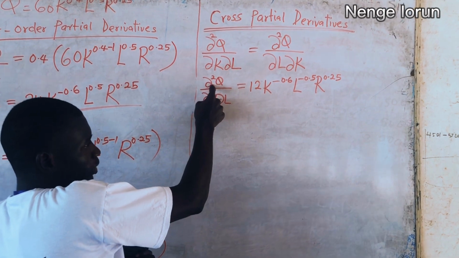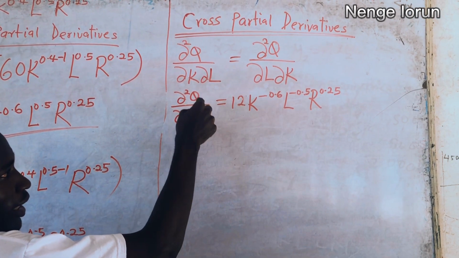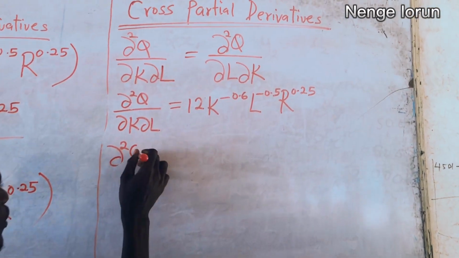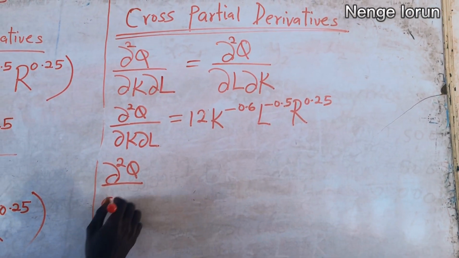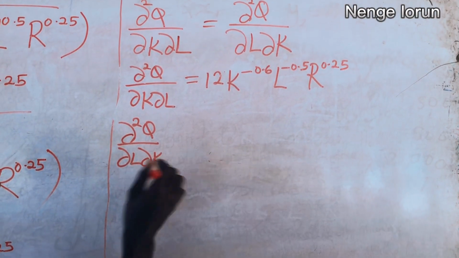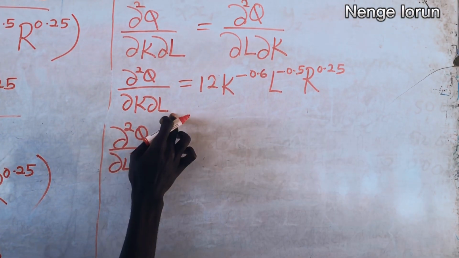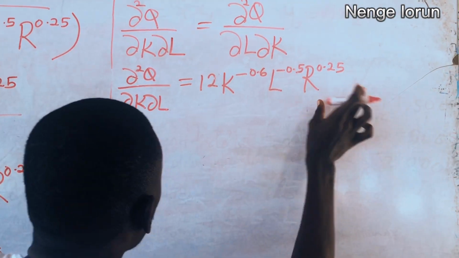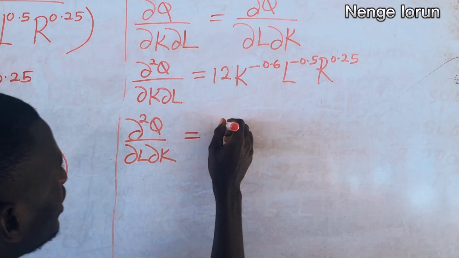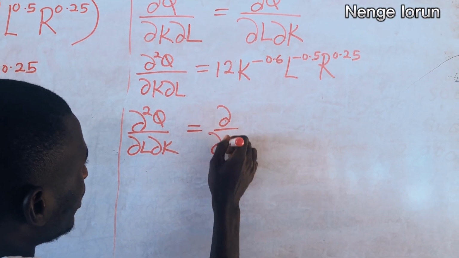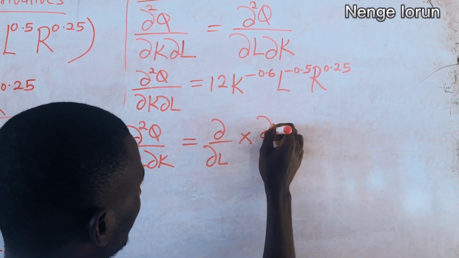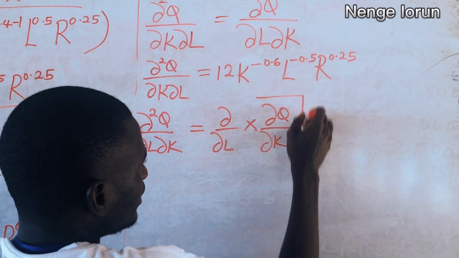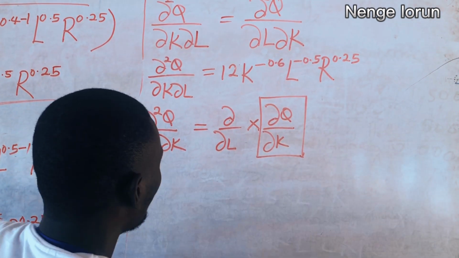The second order cross-partial derivative of Q with respect to K and L. So the second order cross-partial derivative of Q with respect to L with respect to K. The difference is here, K is before L, and here L is before K. So the value here is supposed to be equal to this one. So this thing can be written as cross-partial derivative with respect to L times cross-partial derivative of q with respect to k. So this value has been computed.